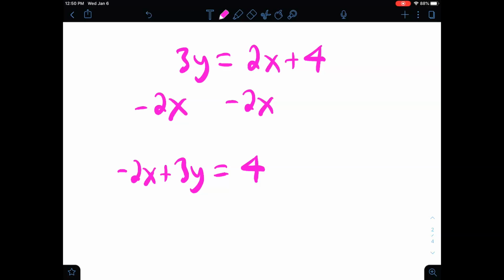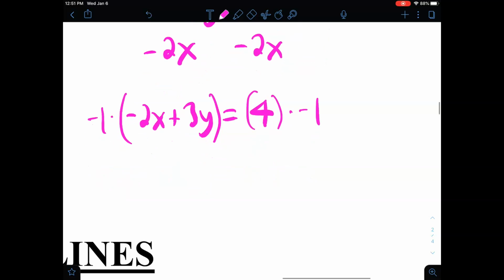And now what's wrong with this problem right now? Well, the x value is not positive, so we're going to multiply both sides by negative 1. And it's going to change the sign, so 2x minus 3y equals negative 4.